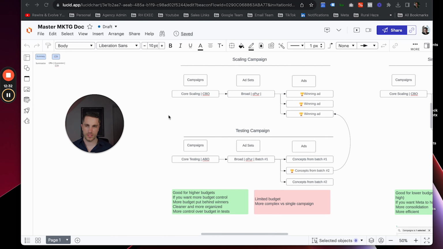Okay, so this is the first way that we creative test: we'll creative test with a separate campaign. We call it an ABO, which is ad set budget optimization. So that's a technical term.